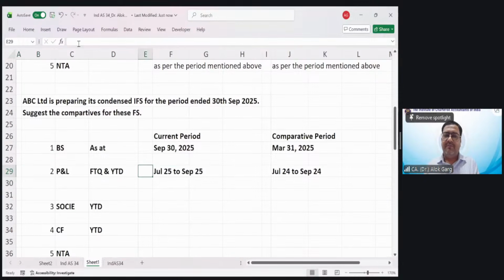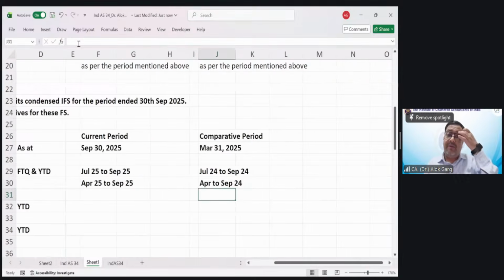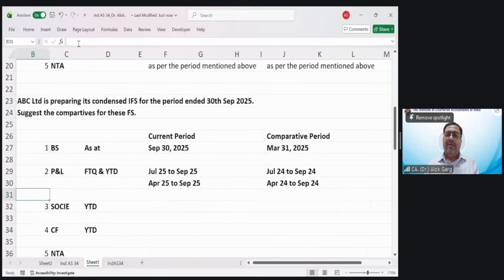Correct, Manoj? Then what about YTD from the Indian context? It is April to September 25, six months, and this is April to September 24. April 25 to September 25 and April to September 24. Clear? This is 3 months, this is 6 months.